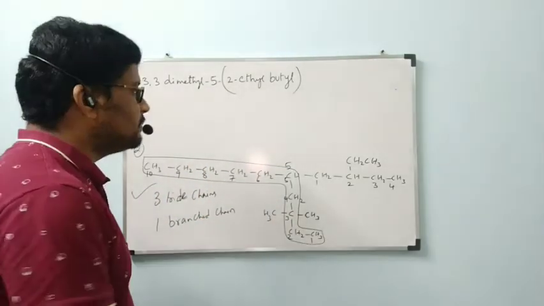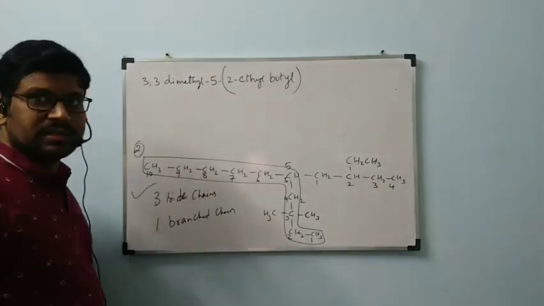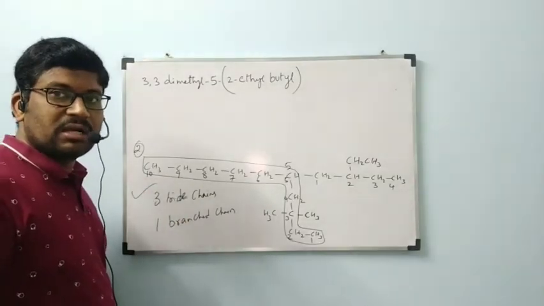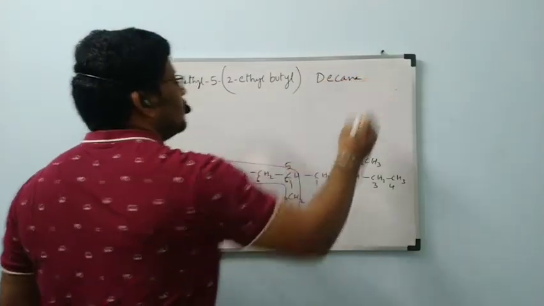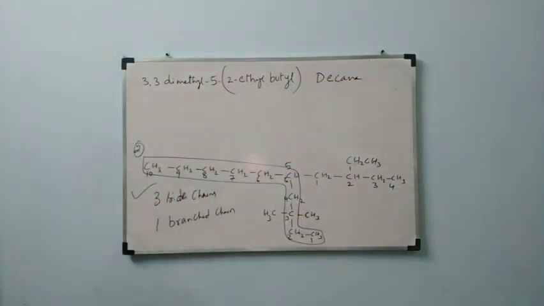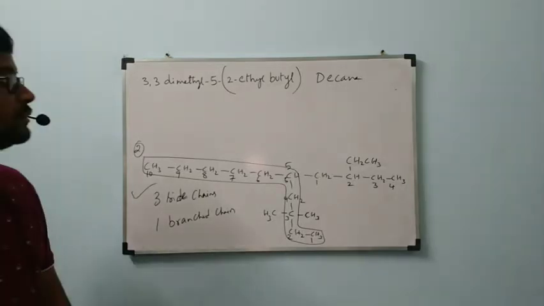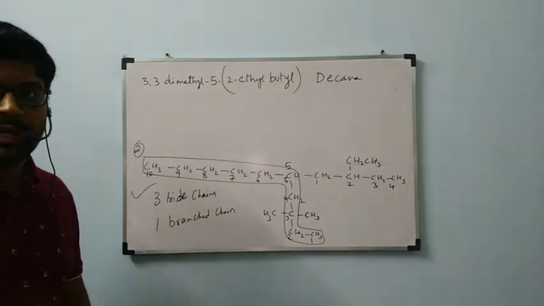The main parent chain contains 10 carbons, na? 10 carbons with all single bonds only, decane. The name of this compound is 3, 3 dimethyl 5 (2 ethyl butyl) decane. 2 ethyl butyl decane.